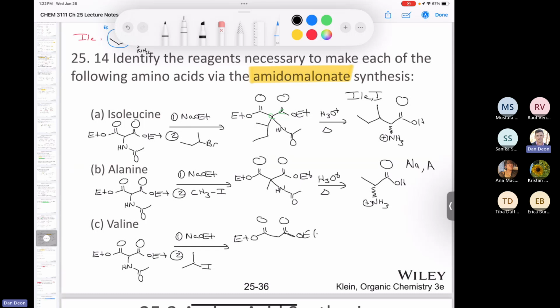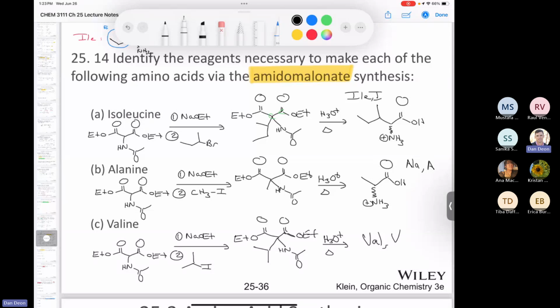So the artistry is getting pretty crummy here. Okay, so there's my isopropyl group. There's my acetylated nitrogen. And then after you heat that up with aqueous acid, you're going to get valine. And the 1-letter abbreviation for valine is V. You guessed it. There you go. So that's a little bit of the amidomalonate synthesis.